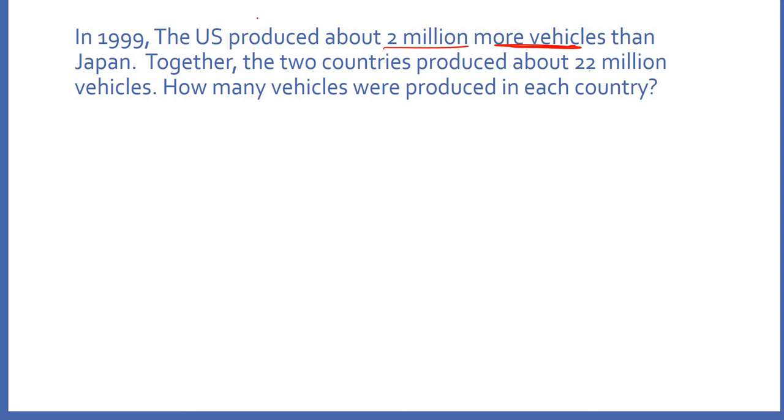So I need a variable for each country. The U.S. will be x, Japan will be y. So the U.S., x, produced 2 million more vehicles than Japan. So they did the same as Japan plus 2. The two countries, x plus y, produced 22 million.